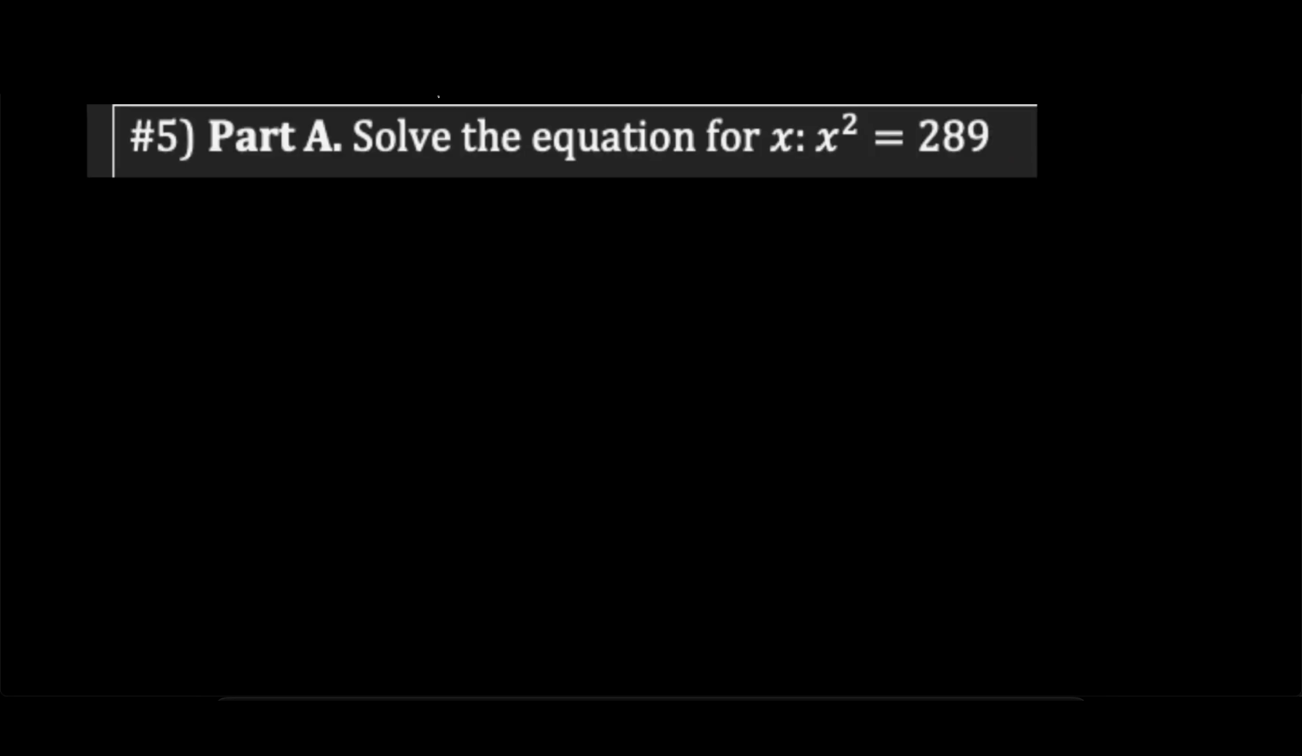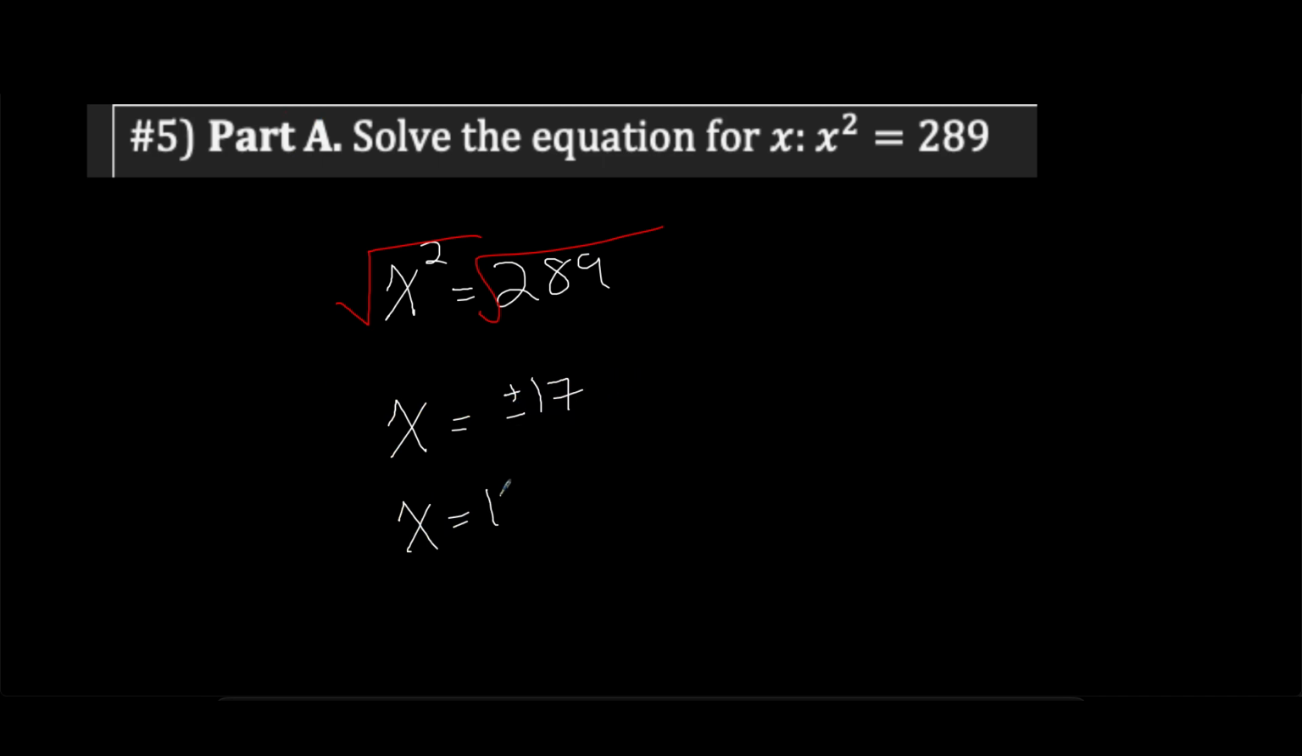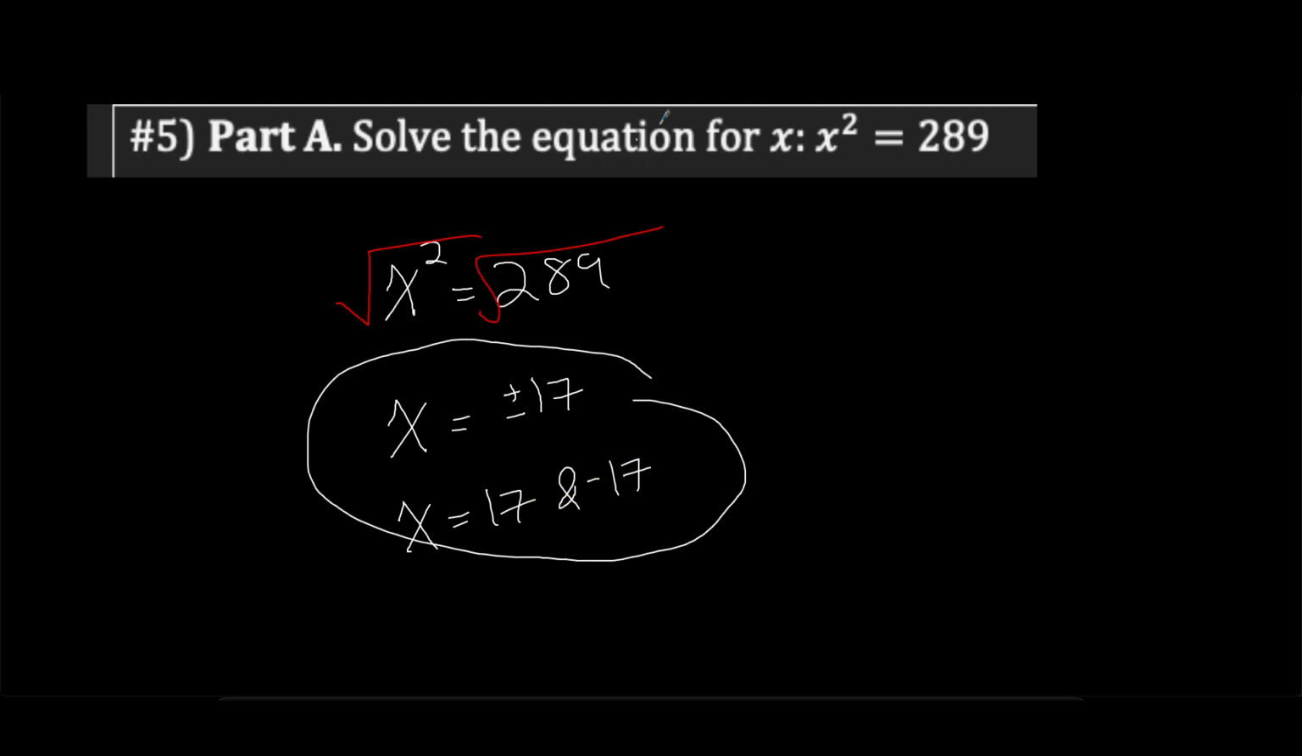So for number 5, it says solve the equation for x squared equals 289. Again, make sure if this is your equation, make sure you're including both roots. So I'm going to take the square root of both sides. However, I have to say x is going to be equal to plus or minus 17. You could also write x equals 17 and negative 17. That would be totally fine.